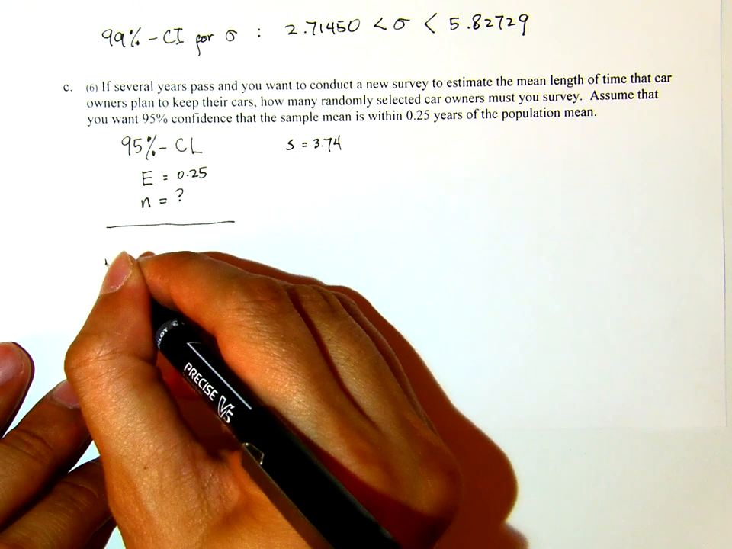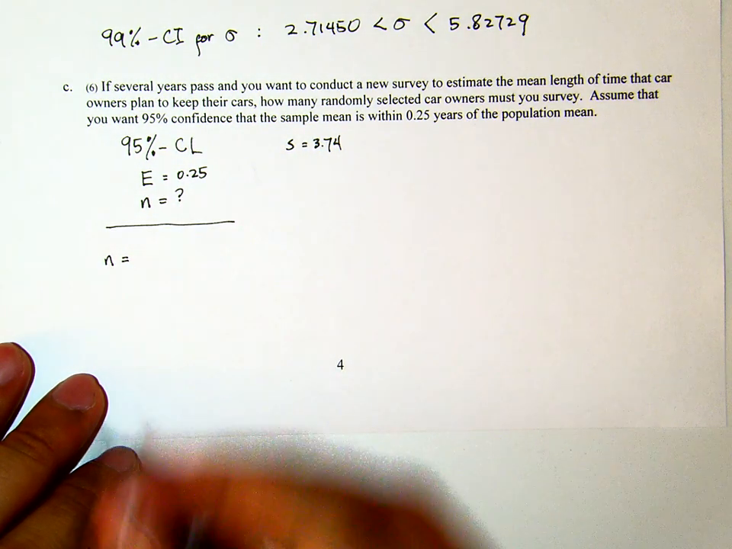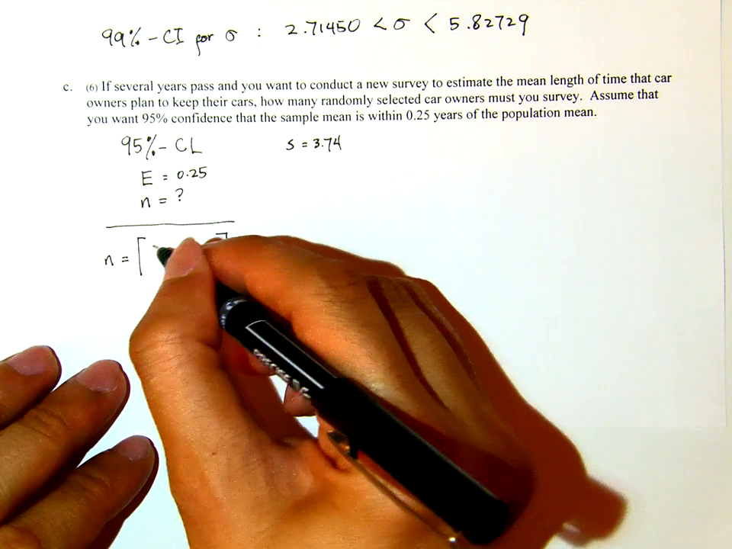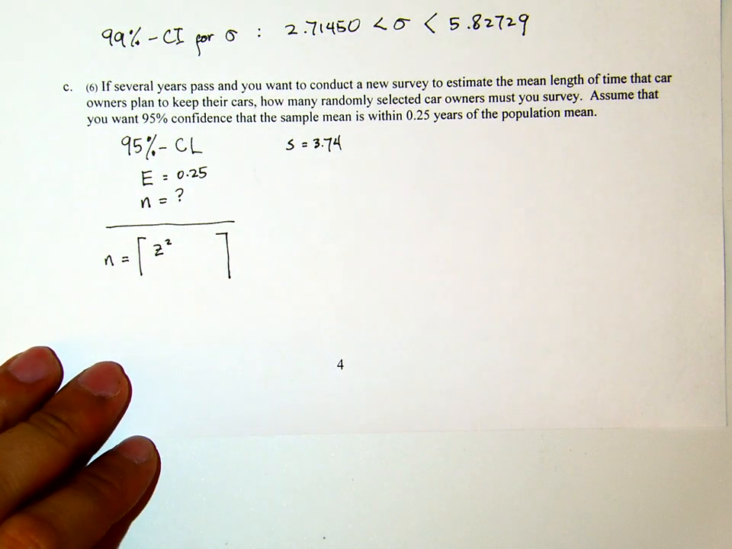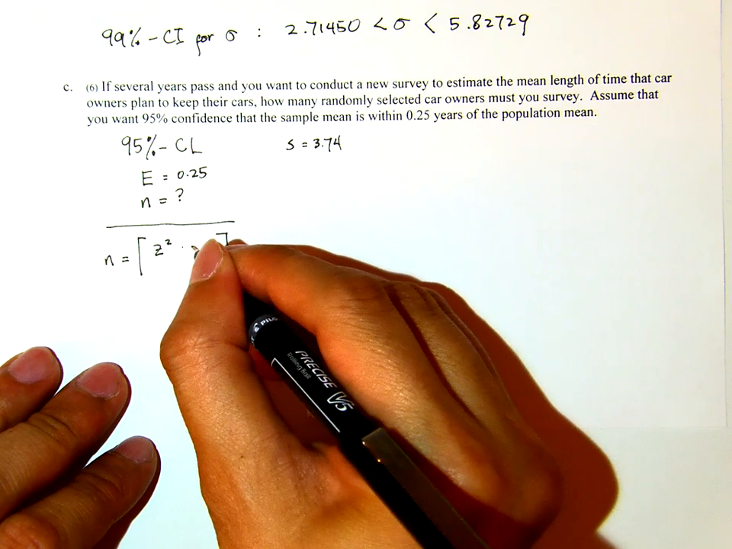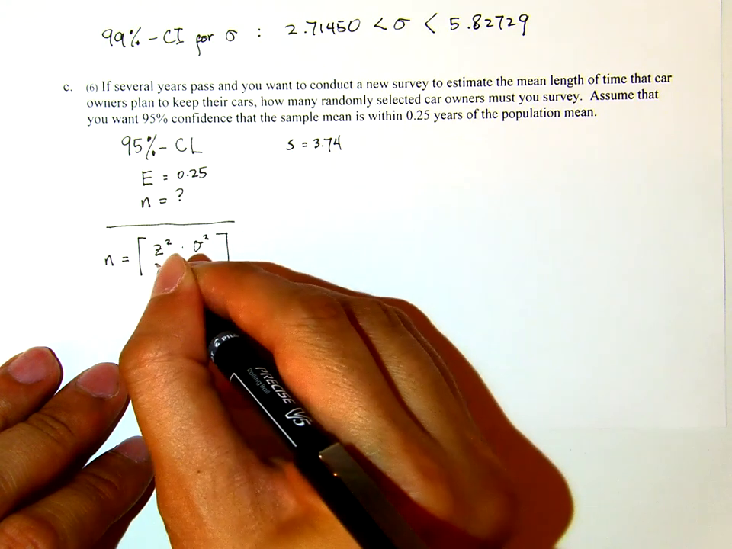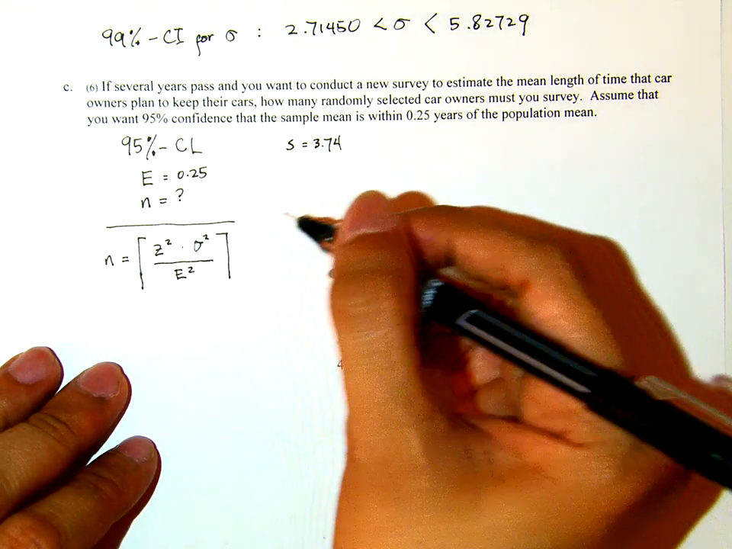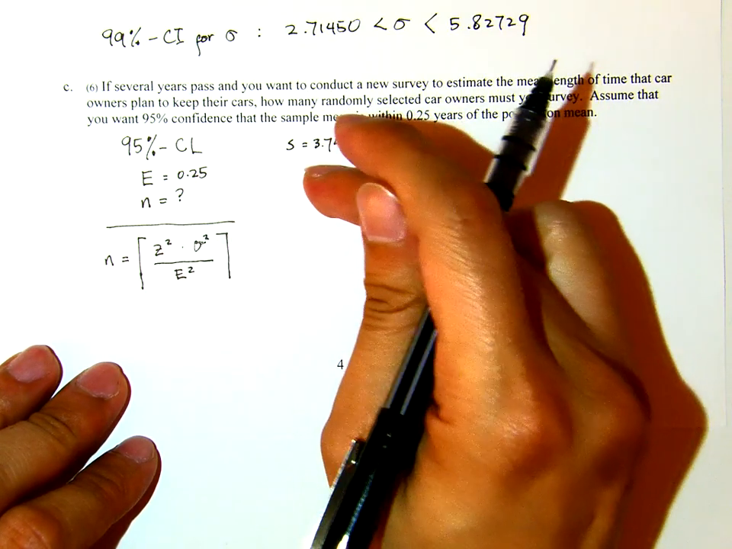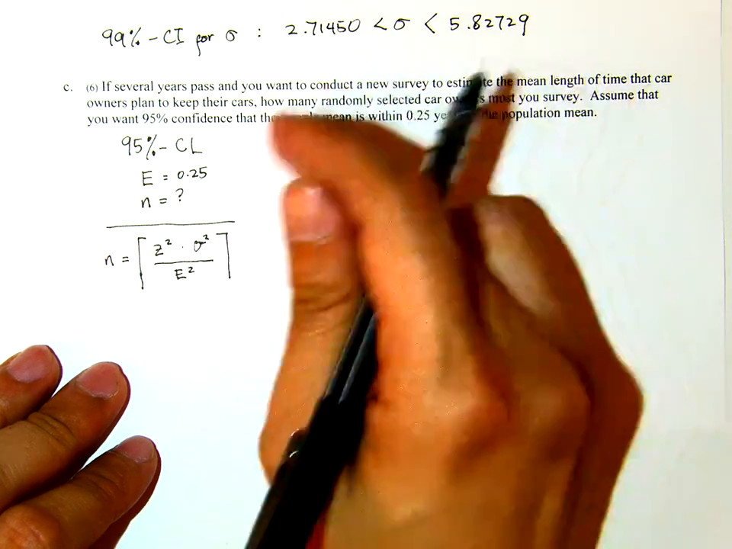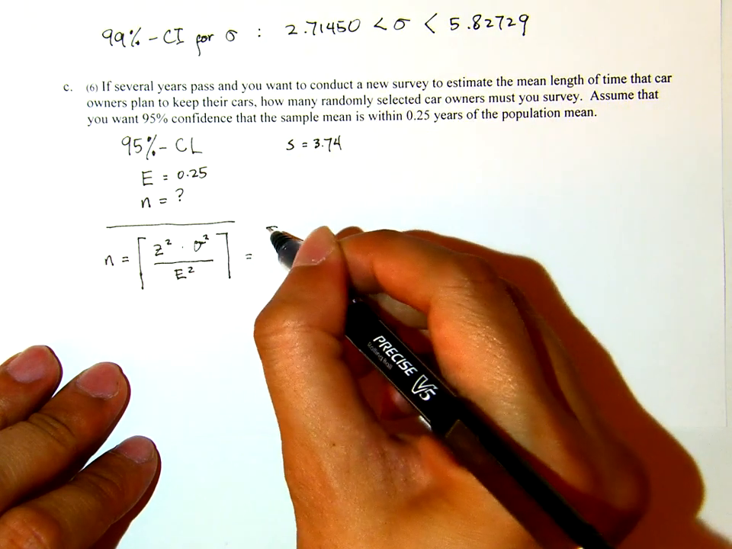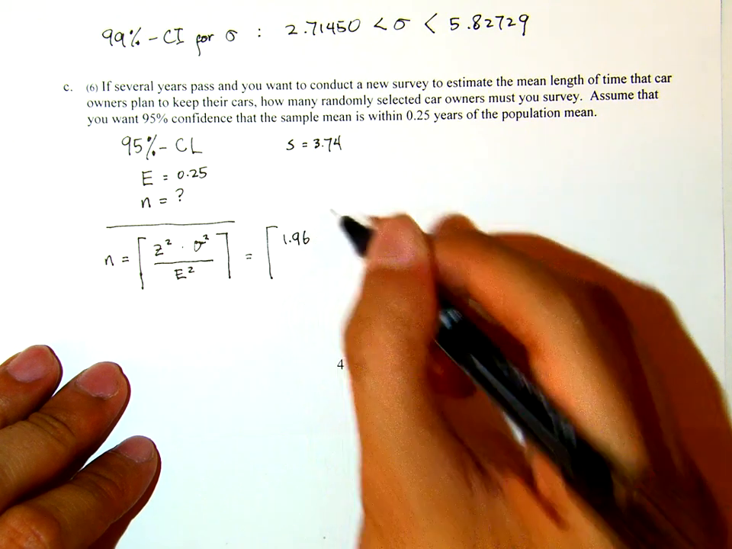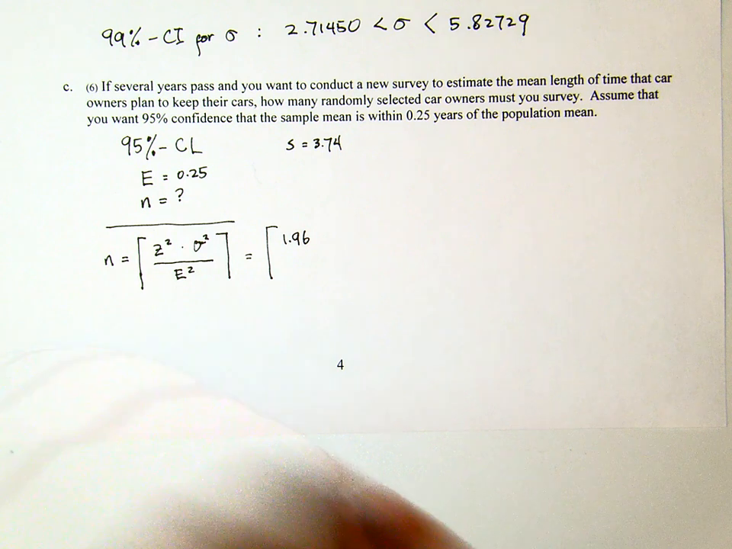So according to the formula, n equals the ceiling of z critical squared times sigma squared over margin of error squared. That's what we assume first, that this is our population standard deviation. So now the critical value for 95% is 1.96, I believe. Right.